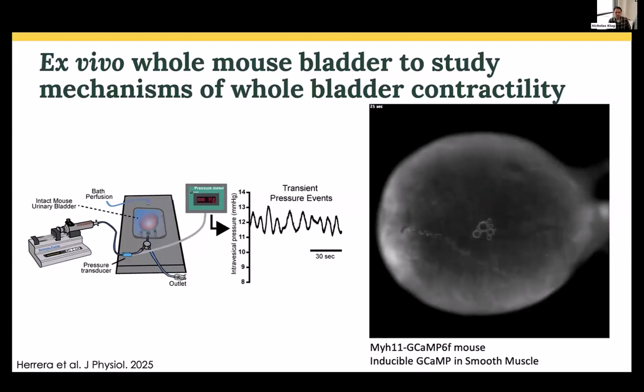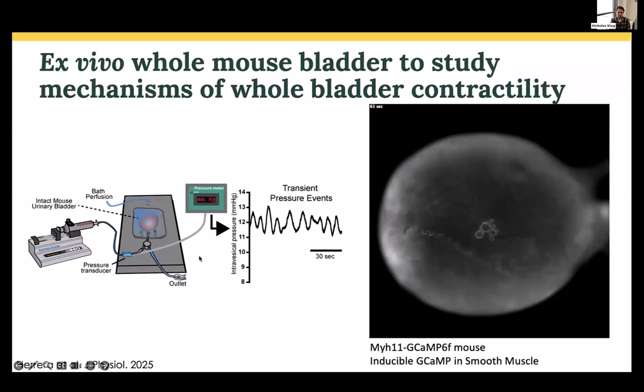So we first addressed this question using a similar approach to the other paper I was talking about, this ex vivo mouse bladder, where we could take the bladder out of the mouse, cannulate it, and fill it up to a normal volume and a normal pressure, where they produce these nice, reliable transient pressure events, those events that seem to be really key even in the pre-voiding phase. And it's bath perfused, so temperature, pH, and all those other factors are regulated nicely.